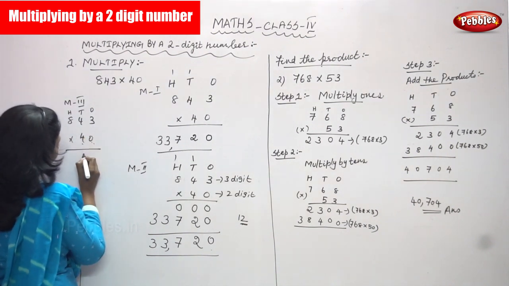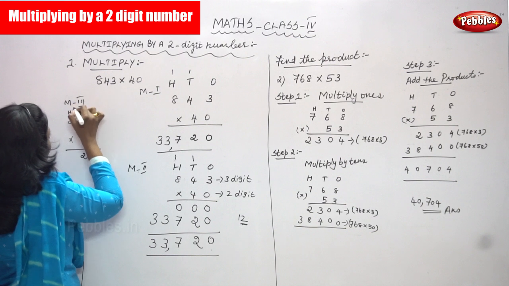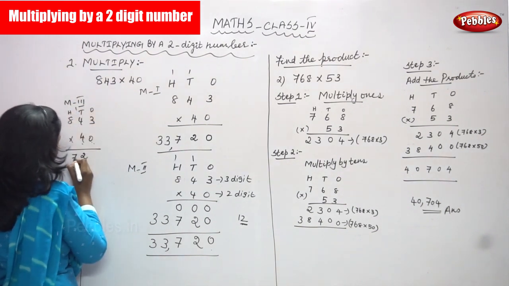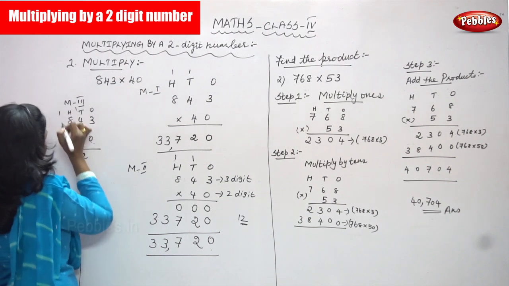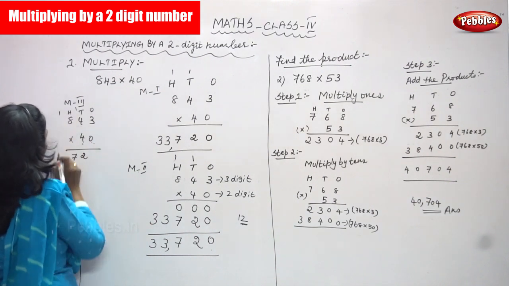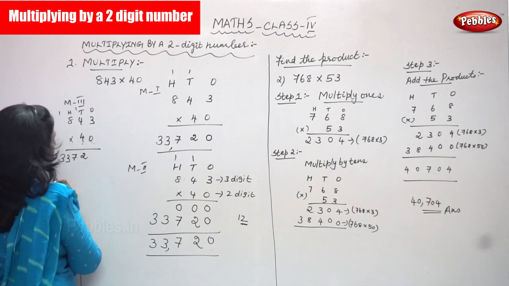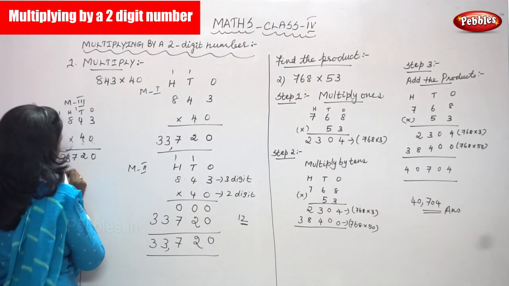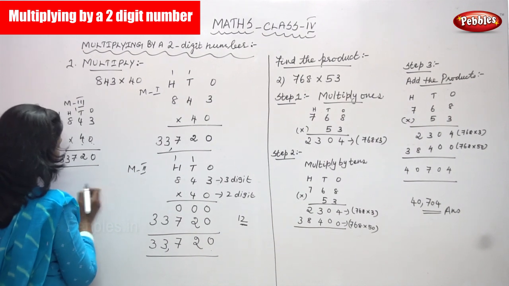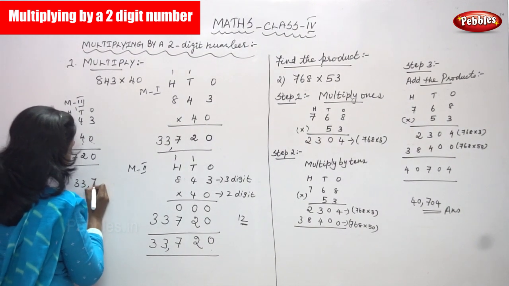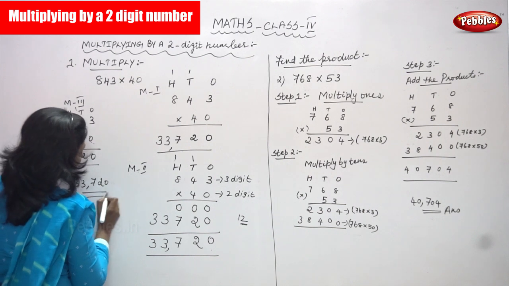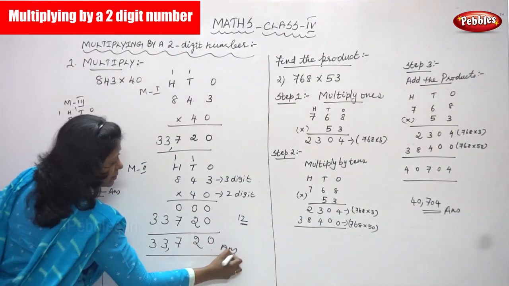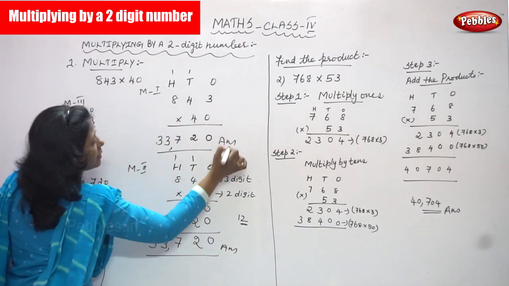4 into 3, 12. 2. The carryover goes to the tens place. And 4 4s are 16. 16 plus 1, 17. The carryover goes to the 100 place. 8 4s are 32. 32 plus 1, 33. After that I just simply add the 0, only 1 zero, at the end. So 33,720. This is the right answer.